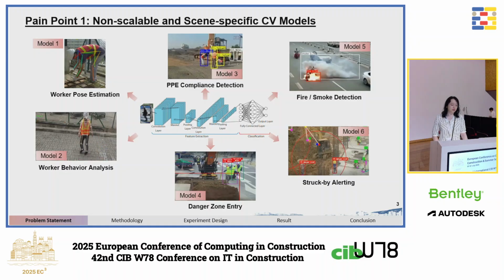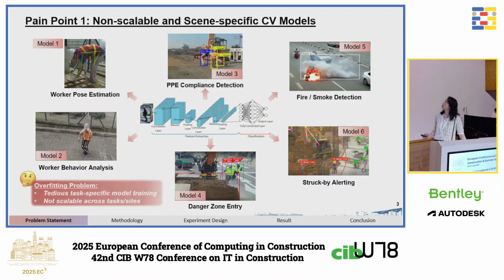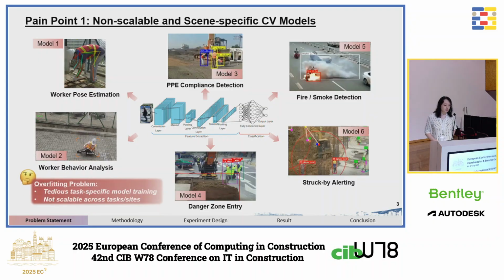For example, in the first one, as you can see, in the traditional model each task requires separate training, and they are basically non-scalable, task-specific models that lack scalability.